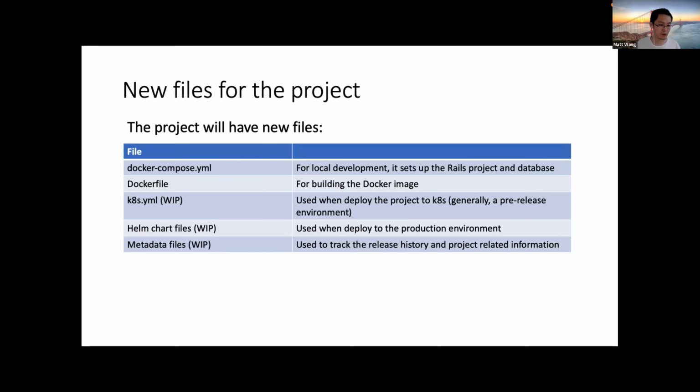The second one is the Dockerfile. The Dockerfile is basically for building the Rails Docker image that is used by Docker Compose. And the Kubernetes files. The Kubernetes files are for the deployment to Kubernetes, of course, to any cloud providers who support Kubernetes. And the Helm chart files are used to deploy to the production environment. The most important thing is that using Helm, it can manage the release. It can track the release history.